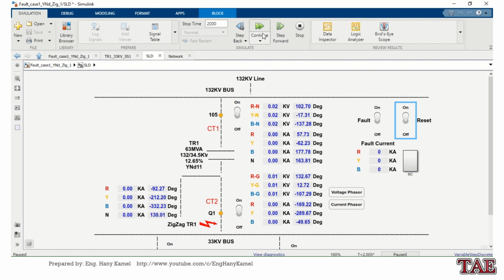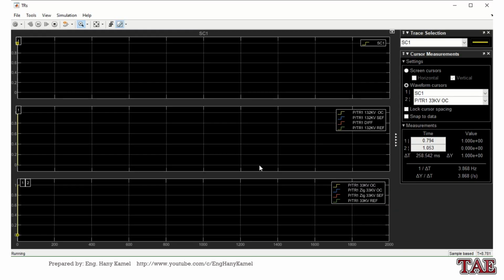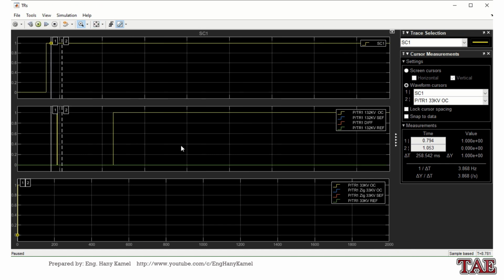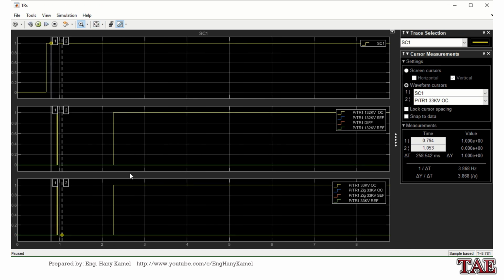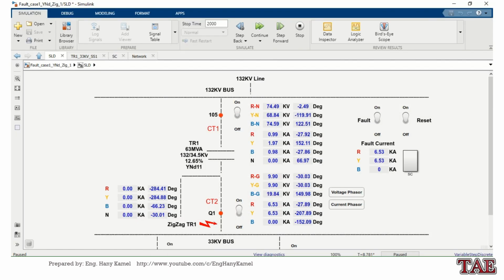We'll keep force reset to check if the other protection will work or not. We'll pause. We can see only overcurrent protection worked, and the other protections didn't work, and we can see the fault current values. Again, the fault is outside the differential zone, outside the restricted earth fault zone, and there is no neutral current, so earth fault also didn't work.